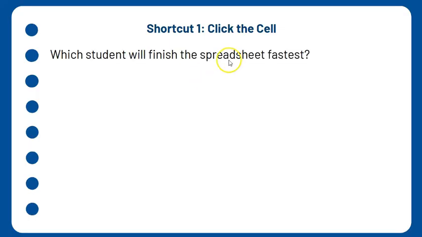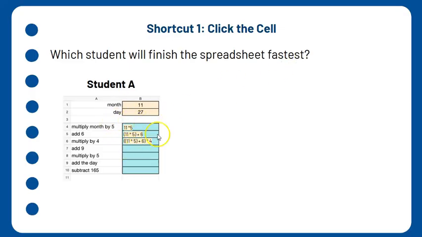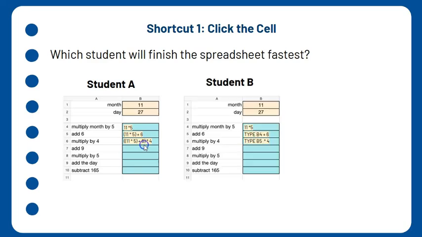Which student will finish the spreadsheet fastest? Student A types in all values from each previous line. More and more needs to be typed into each row. Instead of typing in the values from the line before, student B just types the address of the previous cell and then adds the new direction. So B4 plus 6, B5 times 4. Typing B4 and B5 seems faster than typing all the values.